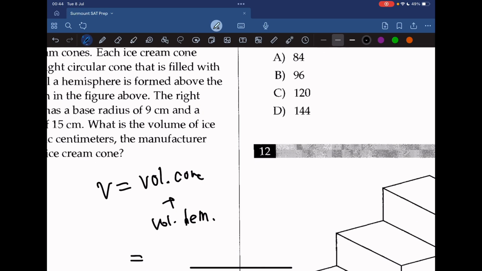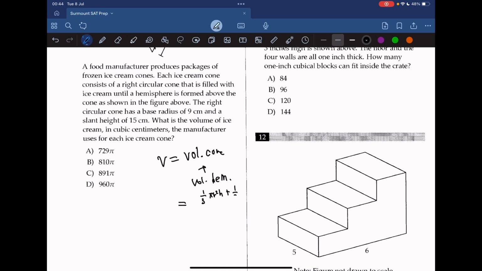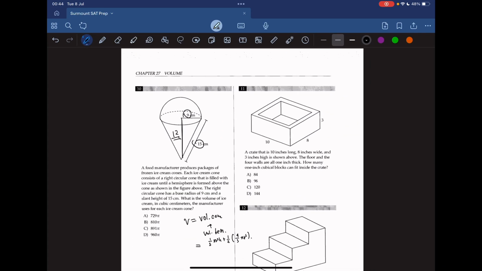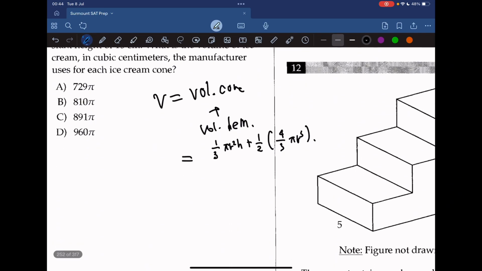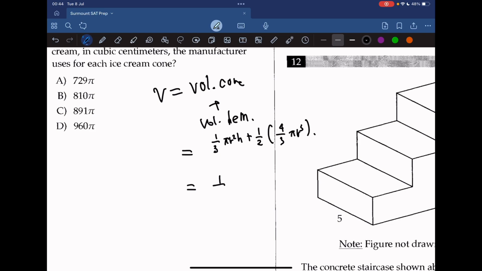So the volume of a cone is 1 over 3 times pi r squared h, plus the hemisphere, which is 1 over 2 times 4 over 3 pi r cubed. The reason why it's 1 over 2 is because it's cut in half, right? It's because it's a hemisphere. And now we can just simply plug in the values that we know.